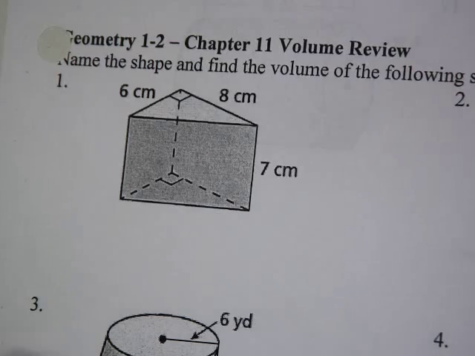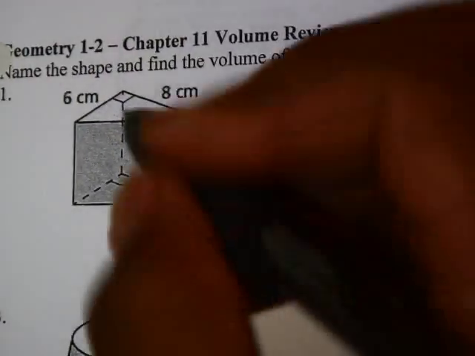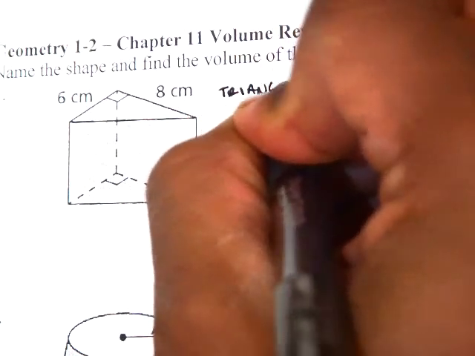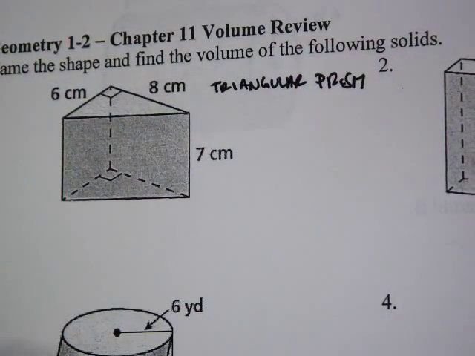Okay, so this is the review for chapter 11. We need to basically find the volume of these shapes. So this is a triangular prism because we have two bases and they're triangles.